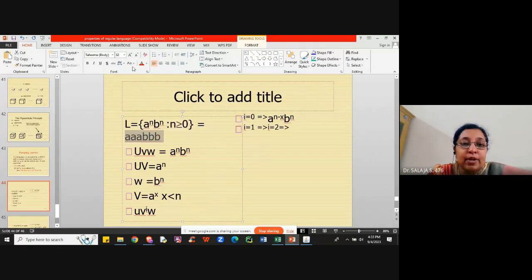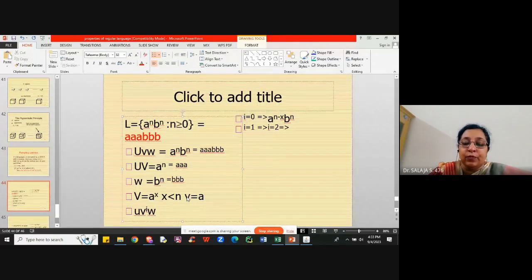This is an example where we'll try to replace every other thing. So what is uvw? uvw is 3 a's and 3 b's. What is uv? uv represents only 3 a's. What about w? w represents 3 b's. Now what does v mean? Let me take v to be a single a. If v is a single a, what is u? u becomes 2 a's. Fine. Now what am I supposed to do? You have to populate this part.